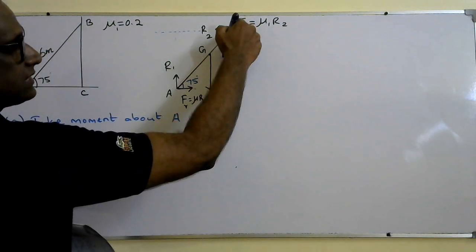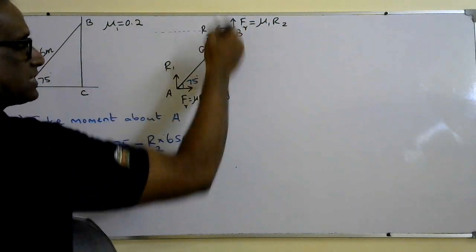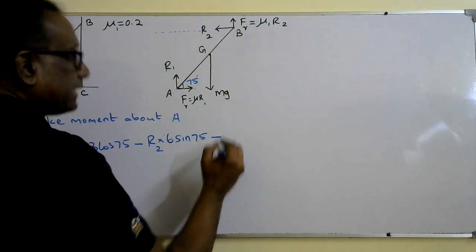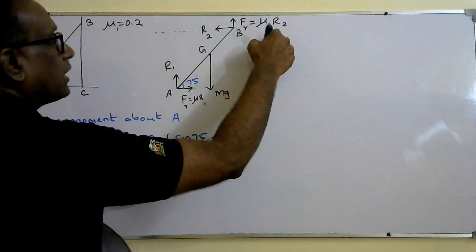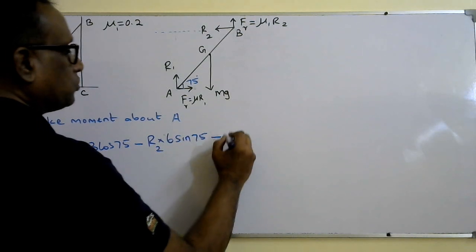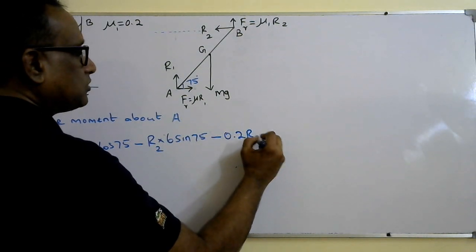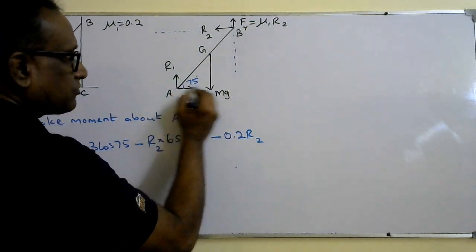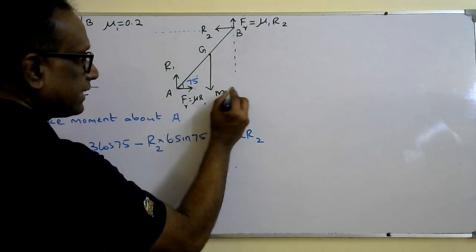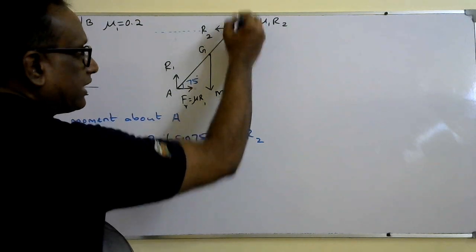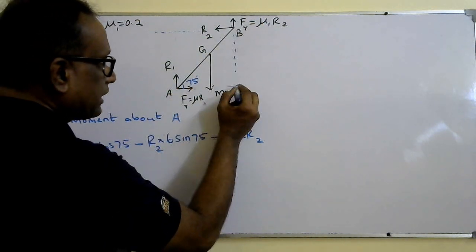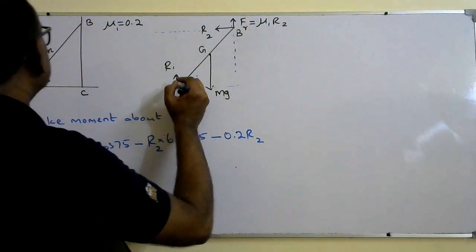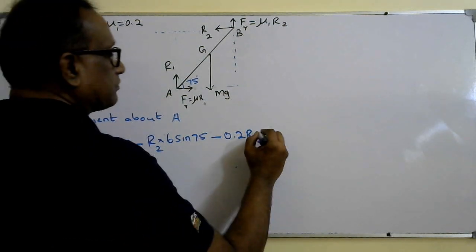Same way, this friction is also going to provide anti-clockwise moment about A. So minus friction, which is mu1 R2. Mu1 is 0.2, so 0.2 R2. The line of action of friction is this one. The force is acting this way. The perpendicular distance from here to here, this one, is 6 cos 75.